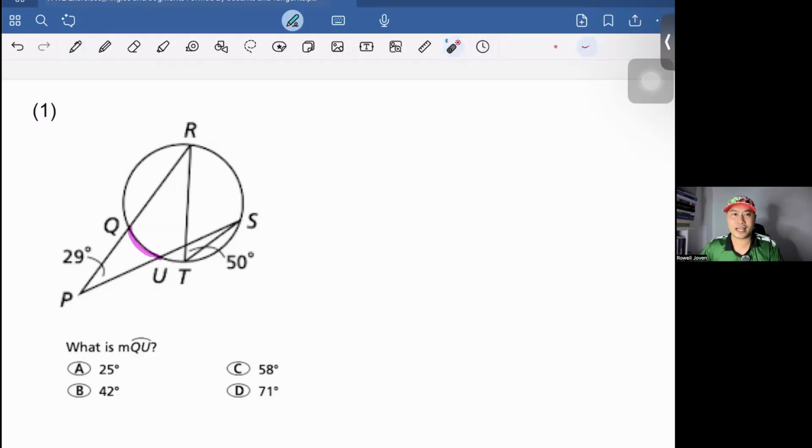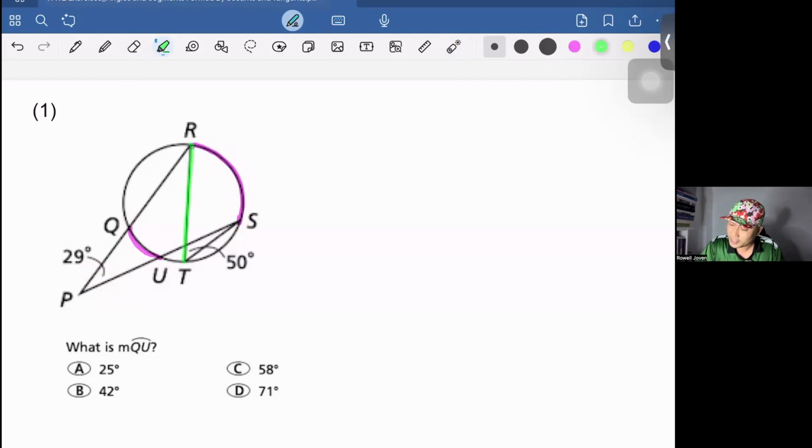All right, so let's now discuss problem number one. We want to get the measure of QU. As you can see, we have two secants intersecting outside the circle. So when two secants intersect outside the circle, what is the relationship? Farther arc minus nearer arc divided by 2. So if we want to get the measure of this angle, it is the farther arc minus the nearer arc divided by 2. In this case, we don't know the measure of RS. So we want to get the measure of RS.